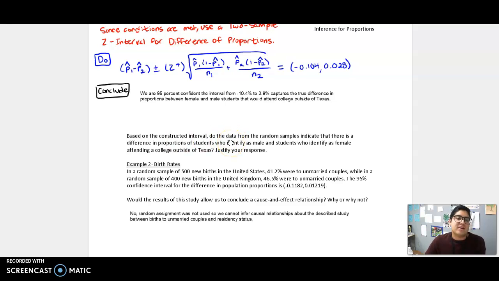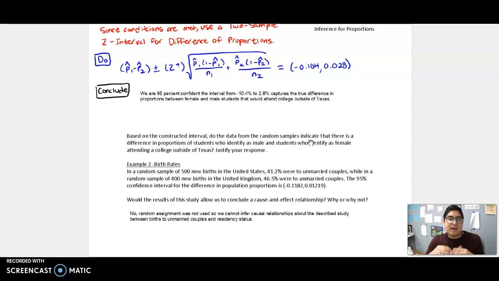Now, based on the constructed interval, do you believe that the data from random samples indicates that there is a difference in the proportions? Well, let's look here. If there is a difference, either the interval is all positive, which indicates the female had a higher proportion, or the difference is completely negative, which would indicate that the males had a higher proportion. Well, here we see that we include both negative and positive values.